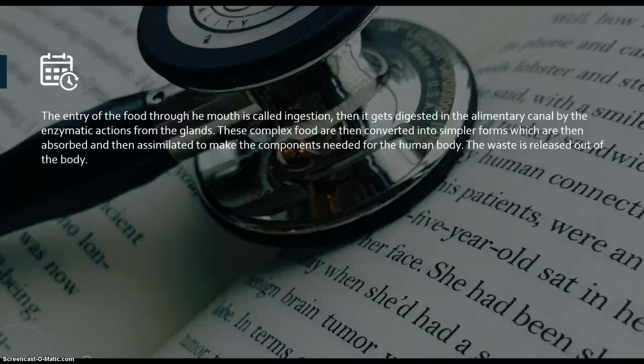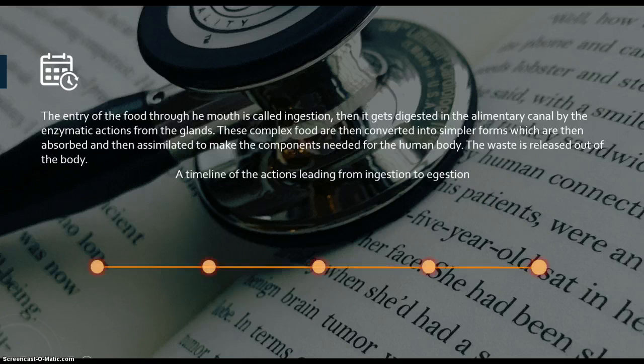Once they are absorbed, they reach the individual cells, and in the individual cells these components are formed again into the things which are necessary for the human being. The thing which is left out is known as waste and it is removed from the body at regular intervals. Now let us see the timeline of this process from ingestion to egestion.